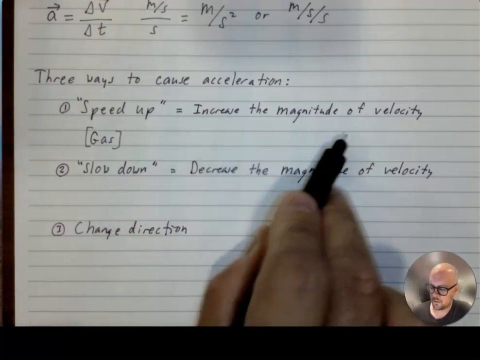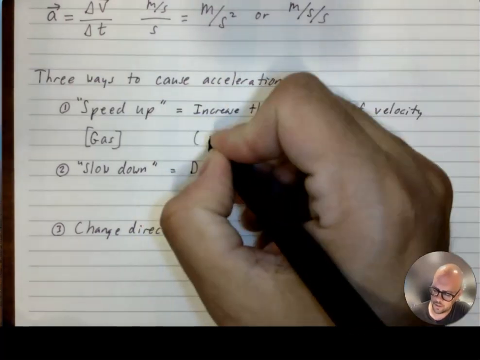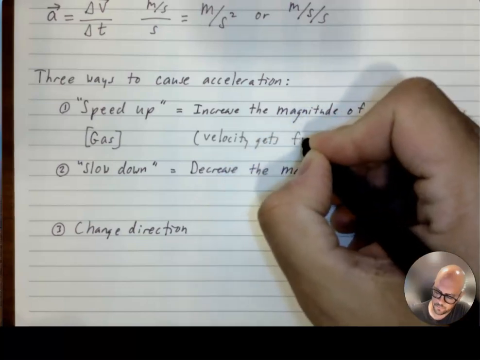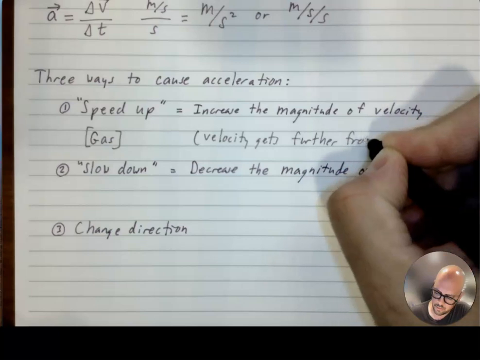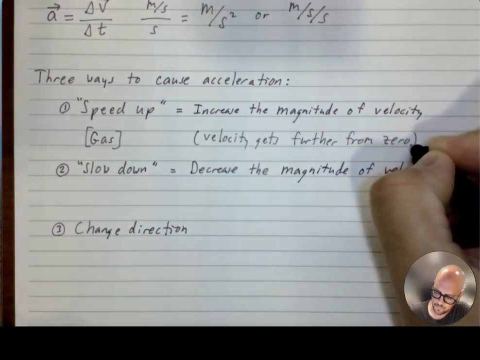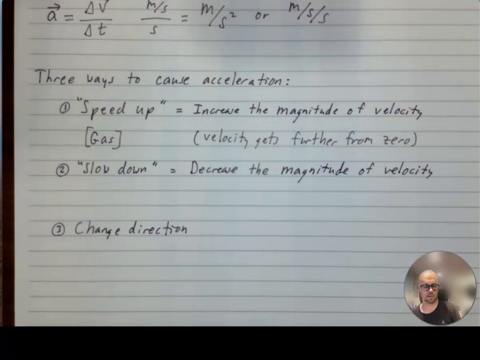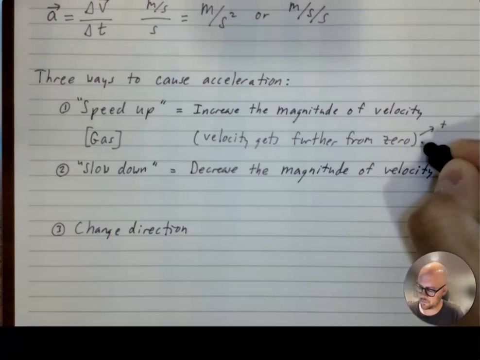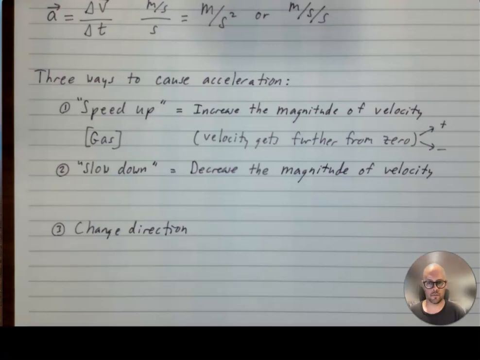The increase in the magnitude of the velocity, another way to say that is the velocity gets further from zero, right? The smallest possible magnitude that a vector can have is zero. And so the further away you get from zero, the bigger the magnitude of the velocity. Now, that can be more positive velocities. That can also be more negative velocities. So the greater the positive or negative number you have for your velocity, the faster you are going. So that's one way to accelerate.